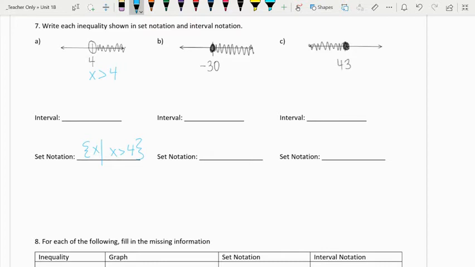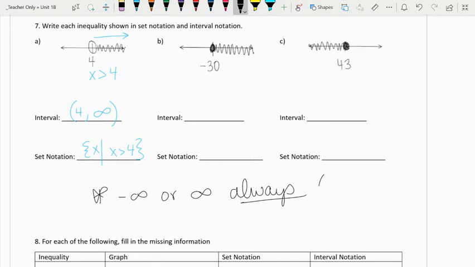Our interval notation, we keep thinking about from left to right. So our farthest left that we're going to talk about is going to be 4. Now it's going to have a parenthesis because it's an open circle. And our farthest right is going to end up being infinity. We're just going to keep going on forever. And infinity always has parentheses. Okay? Negative infinity or infinity, always parentheses.